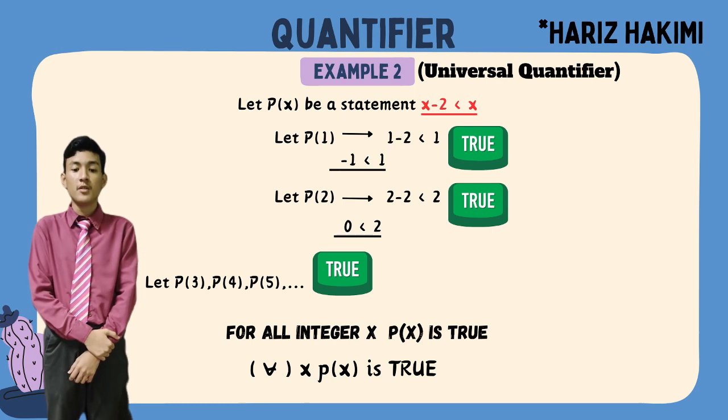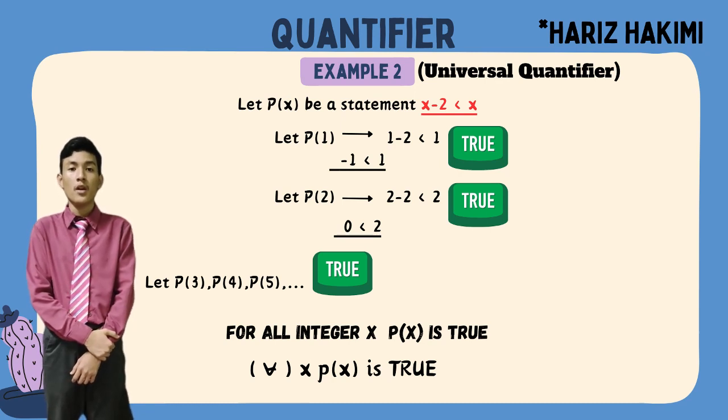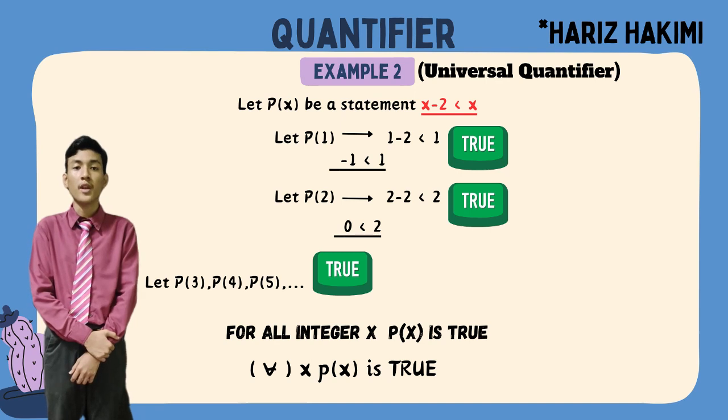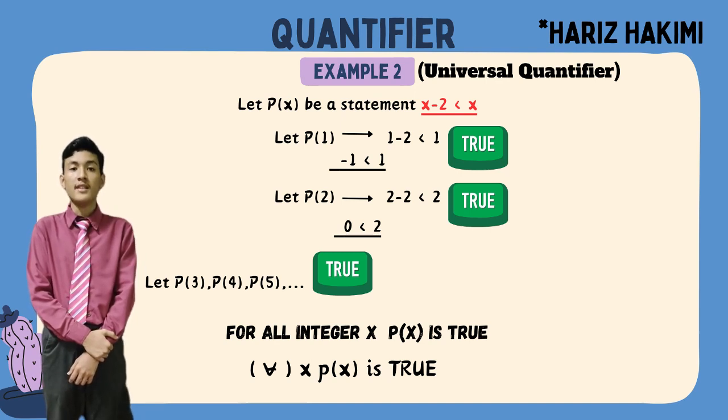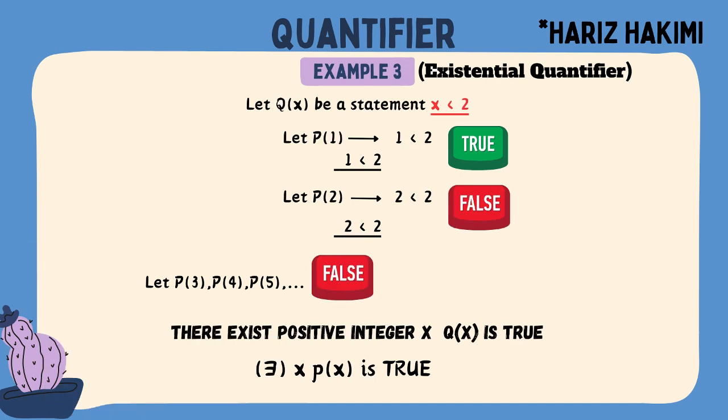Still in the universal quantifier. Let P(x) be the statement x minus 2 is less than x. So when we substitute x equals 1 into the statement, we get 1 minus 2 is negative 1. Negative 1 is less than 1. So that statement is true. When we substitute 2 into the statement, we get 2 minus 2 is 0. 0 is less than 2. So that statement is also true. So we can say that for all integers x, P(x) is true.